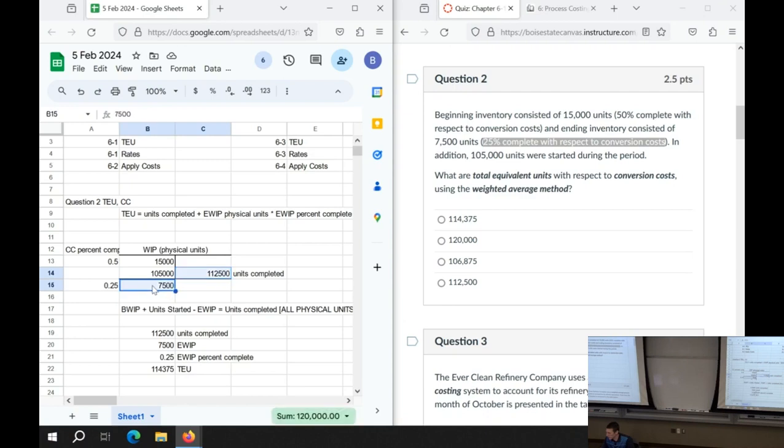Notice if you never multiplied that 7,500 by 0.25, you end up with 120,000. You just did units completed plus physical units ending WIP, for example. And look, there's a distractor ready for you. I think there's one in here that if you somehow applied the FIFO method, which you won't because we haven't talked about that, but if you work ahead and you learn about FIFO and screw up your brain and you apply that, I think one of the answer choices is there as well.